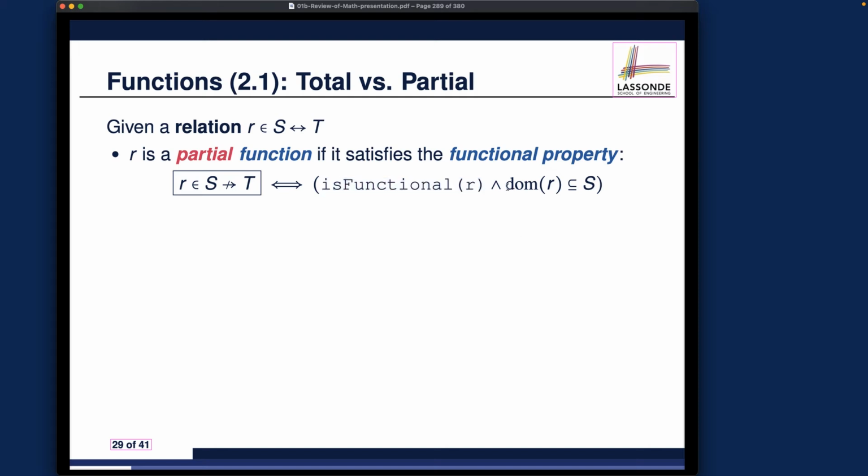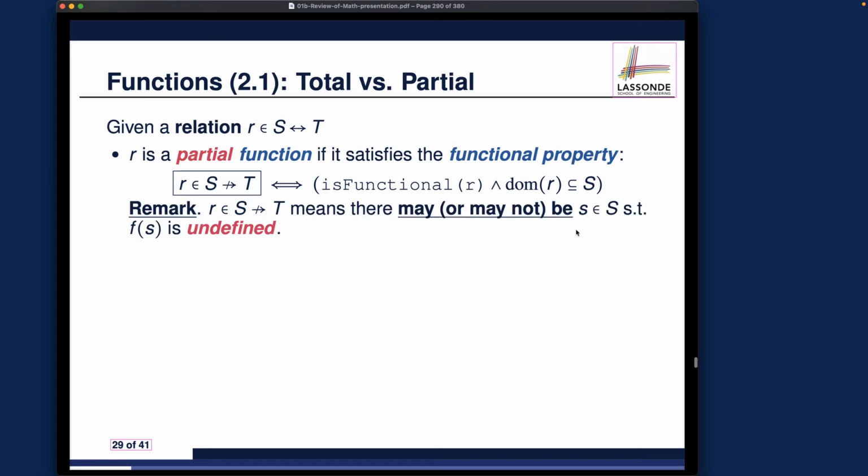Then we're saying that the domain of R can be a subset of the first set S. This in some way is a very, very generous definition here. That's the nature of the partial function. Let's see what the consequence is, and I'll give you an example. The remark here is really important. If I say R is a member of the set of possible partial functions between S and T, that means there may or may not be a domain value S such that if I try to apply S onto the function, it's undefined.